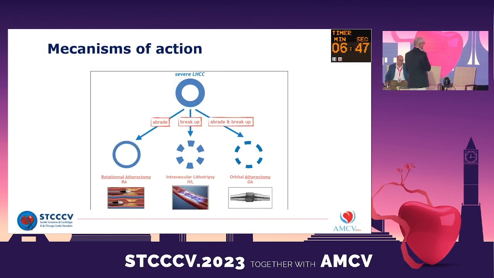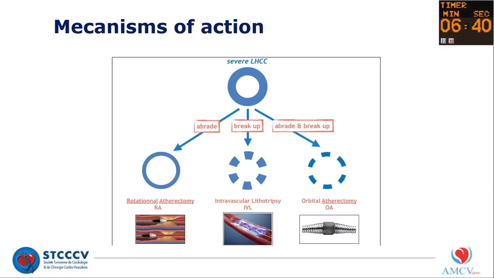So if we summarize, the mechanisms of action of the three devices are totally different. With the rotablation, we abrade the plaque. With the lithotripsy, we break the plaque, so we prepare the death of the plaque. And with orbital atherectomy, we abrade and also break up the plaque with the pulsatile forces generated by centrifugal force, and it's like a shockwave-like effect.